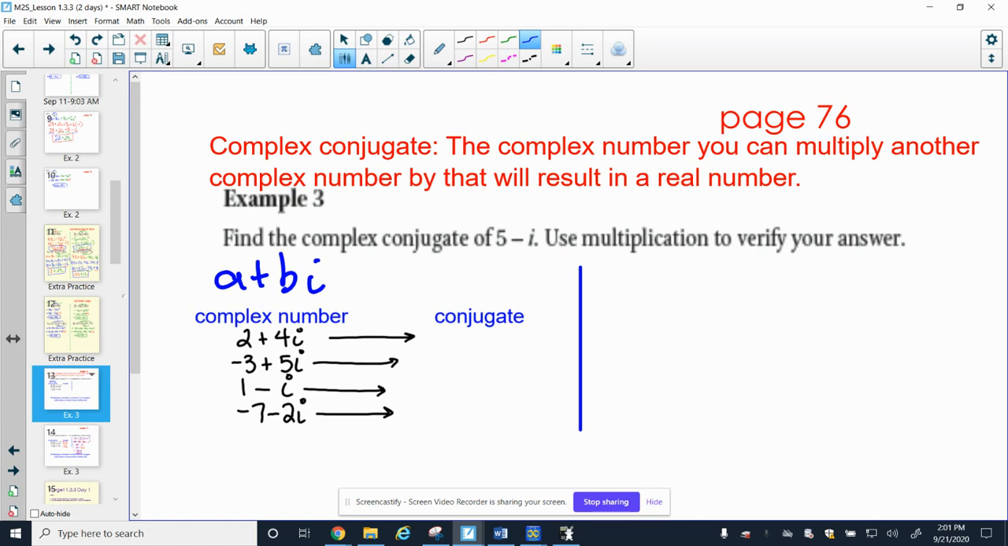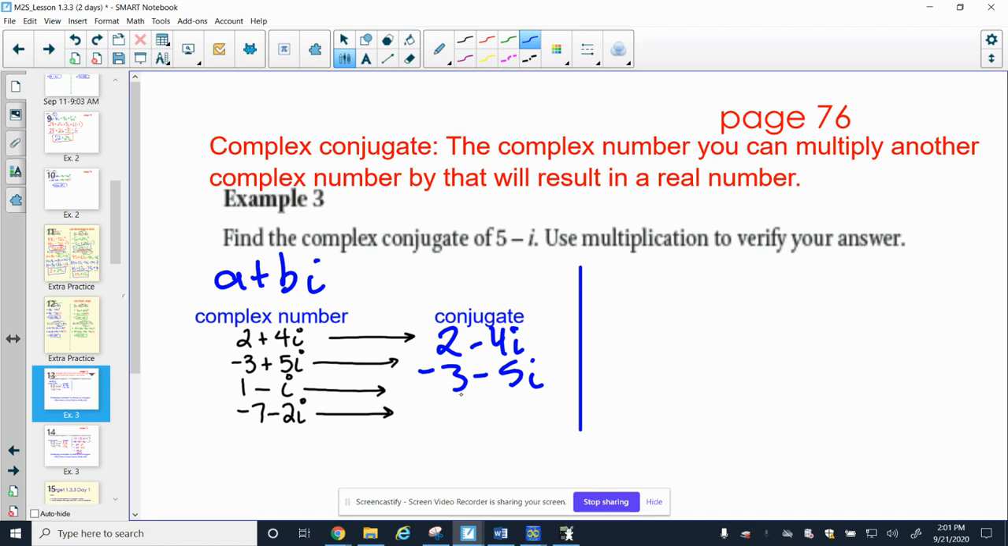Let's first discuss what the conjugate is. Okay, so I wrote out some examples here and we're just going to practice writing out what the complex conjugate would be. So for example, we had 2 plus 4i. The way that we write out the complex conjugate is going to be flipping the sign in the middle. The conjugate of 2 plus 4i would be 2 minus 4i. Or negative 3 plus 5i would be negative 3 minus 5i. It's always flipping that middle sign.